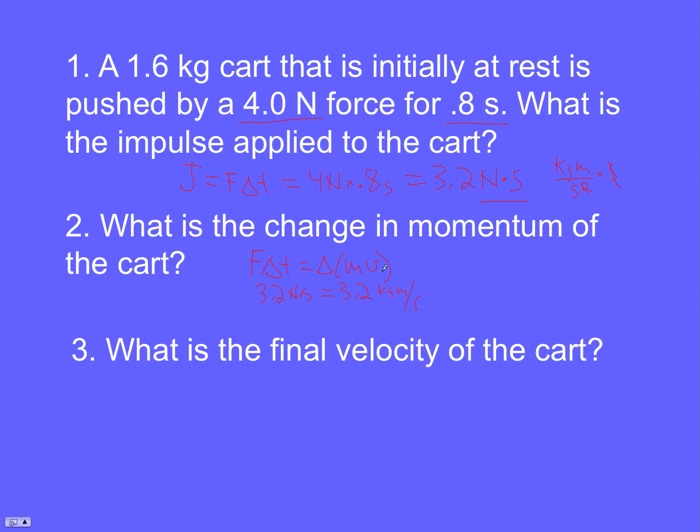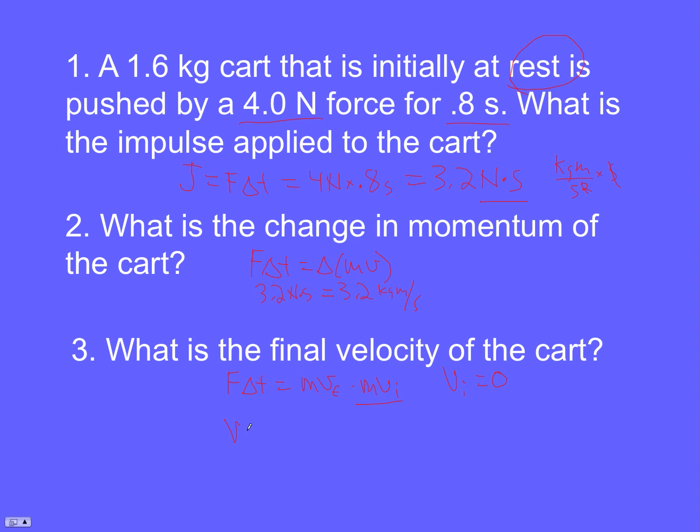What would be the final velocity of the cart then? The impulse is the change in momentum. Let's write it as mv final minus mv initial. And in this case, the cart is at rest, and so v initial is 0. It's not always 0, though. I could push it after it's already moving, so be careful. Do not leave that part out.